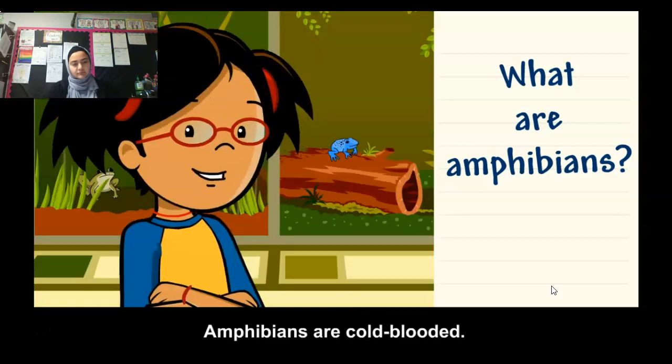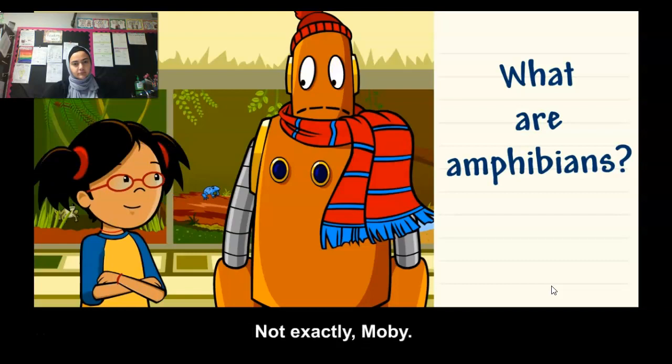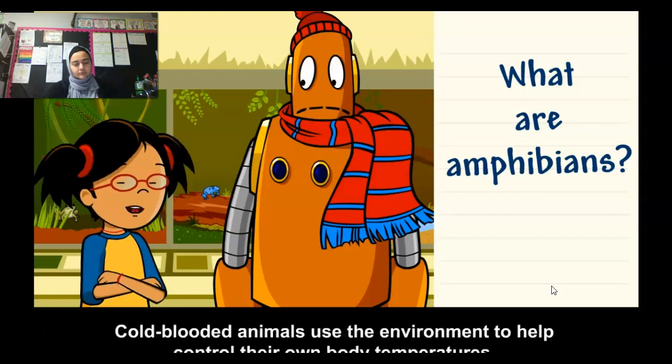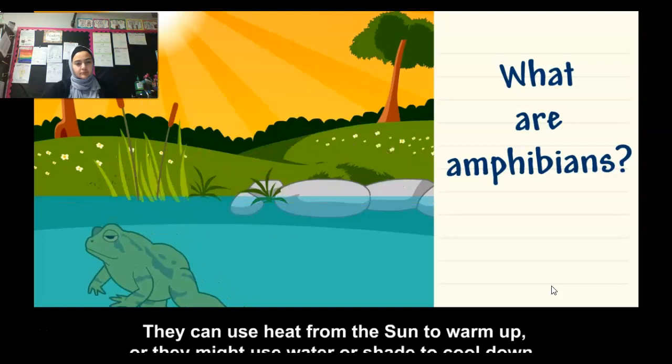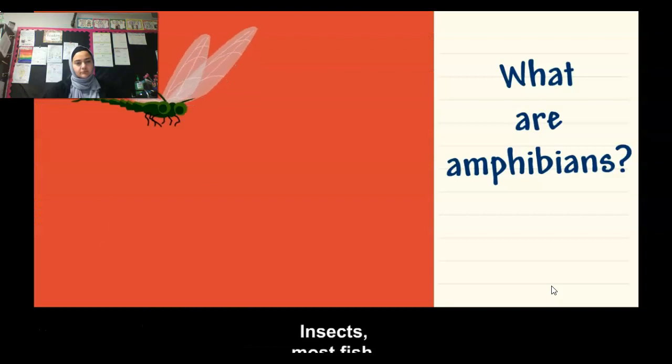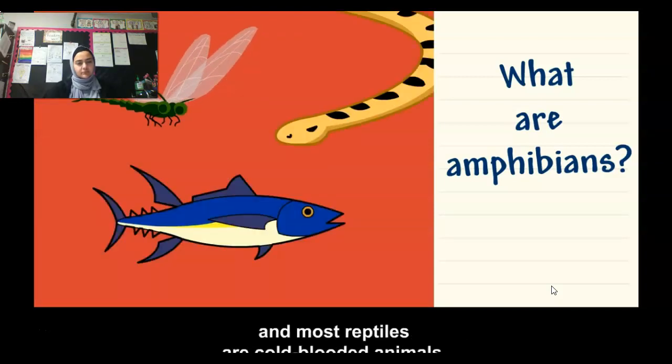Amphibians are cold-blooded. Not exactly, Moby. Cold-blooded animals use the environment to help control their own body temperatures. They can use heat from the sun to warm up, or they might use water or shade to cool down. Insects, most fish, and most reptiles are cold-blooded animals.